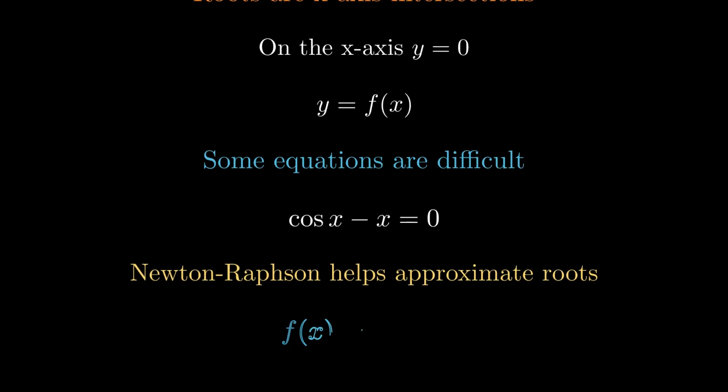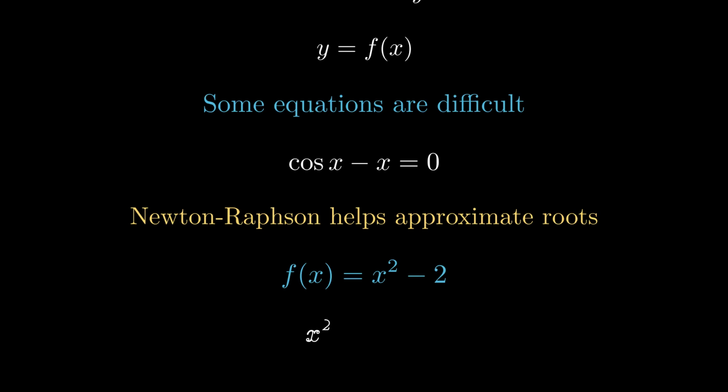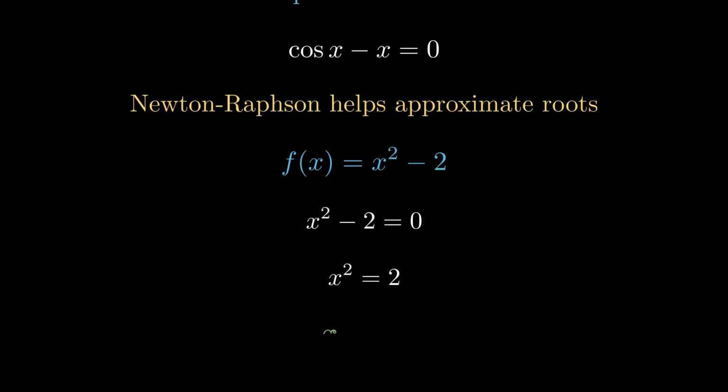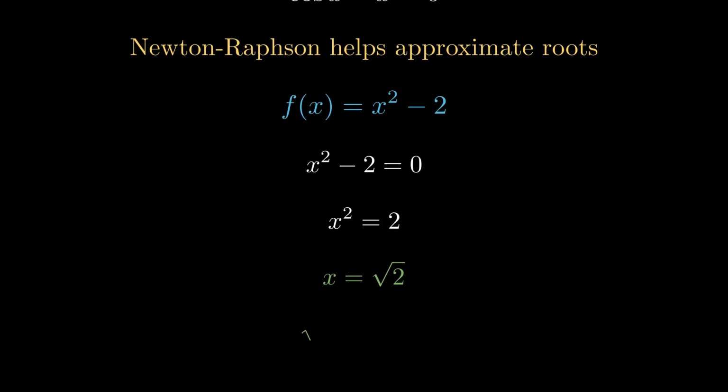Now let us understand the method using x² - 2. We want to find where x² - 2 = 0. Adding 2 to both sides gives x² = 2. Therefore the root is the square root of 2. The square root of 2 is approximately 1.414.